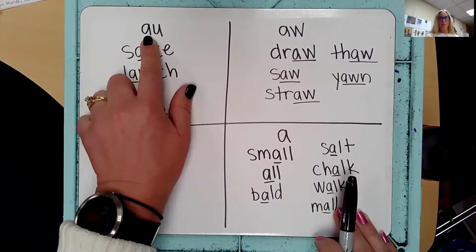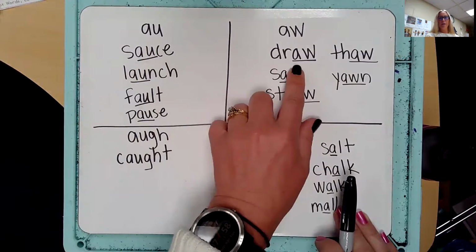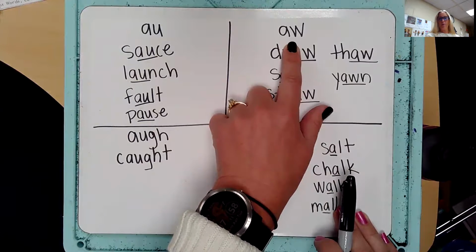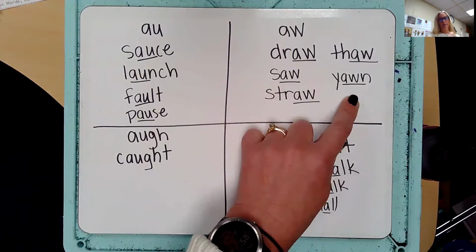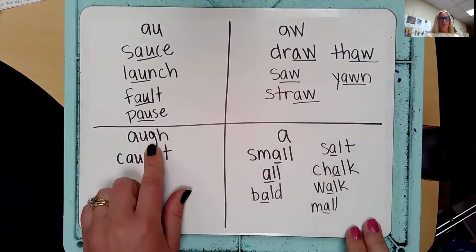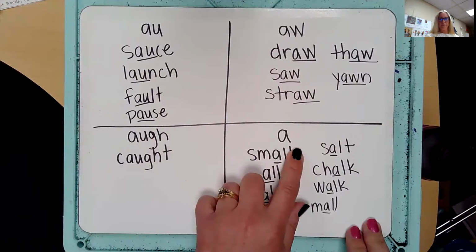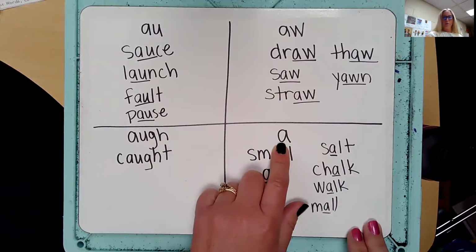Notice that the AU can only come in the middle of the word. We could never end a word with the AU. Most of the time, the AW is going to come at the end unless it's followed by an L or an N. And then we had AUGH, caught. And then we had our A over here. Here we go with our aw.